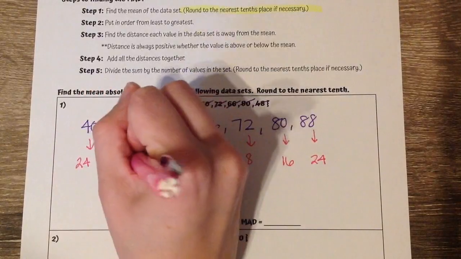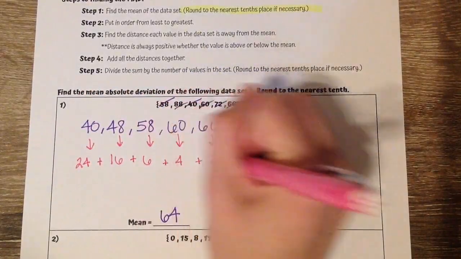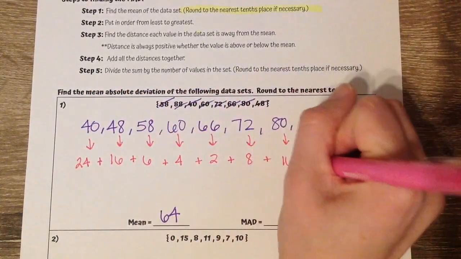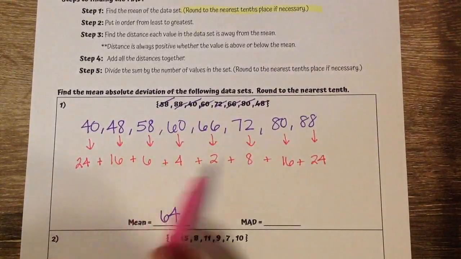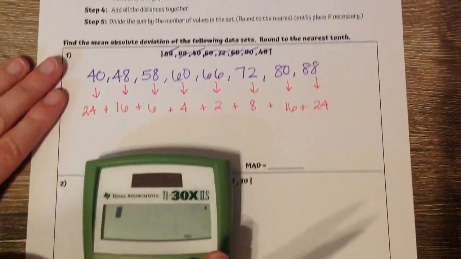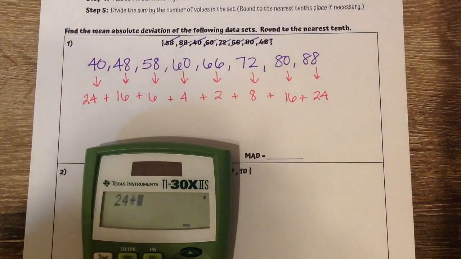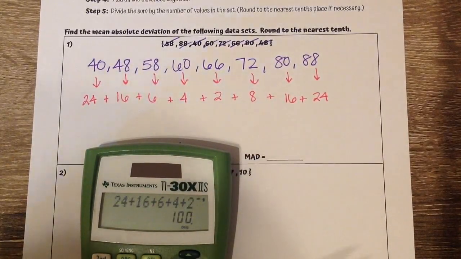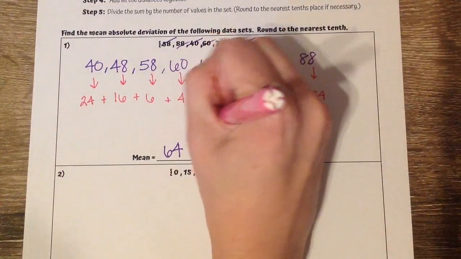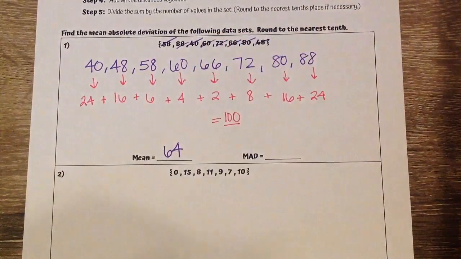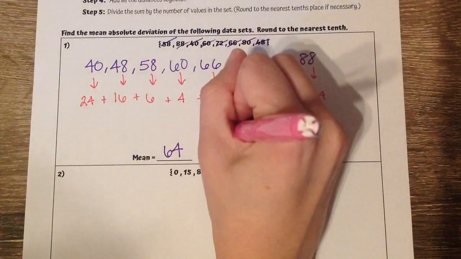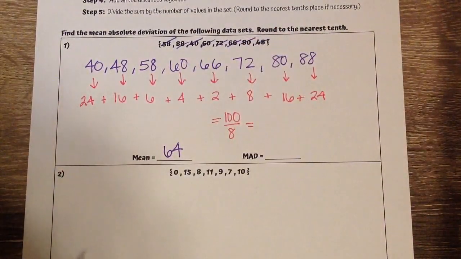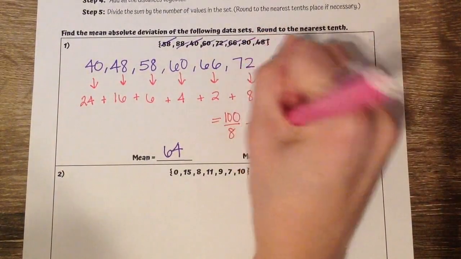Now what we're going to do is find the average, or the mean, of these distances. So basically, I'm going to add all of these up, the distances that we found. So 24 plus 16 plus 6 plus 4 plus 2 plus 8 plus 16 plus 24 equals 100. And to find the average, we're going to divide by, there's 8 values. So divided by 8 equals 12.5.